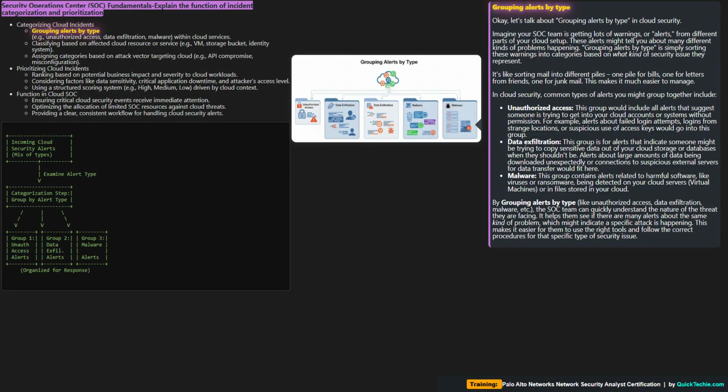Grouping alerts by type. Okay, let's talk about grouping alerts by type in cloud security. Imagine your SOC team is getting lots of warnings, or alerts, from different parts of your cloud setup. These alerts might tell you about many different kinds of problems happening. Grouping alerts by type is simply sorting these warnings into categories based on what kind of security issue they represent. It's like sorting mail into different piles: one pile for bills, one for letters from friends, one for junk mail. This makes it much easier to manage.